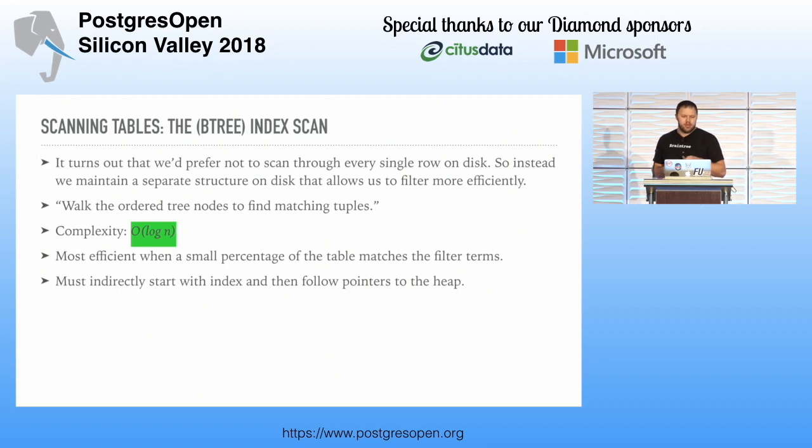If we need to look at one row, the complexity of this is only log n, and you can see it's green. This is like the best operation we have available to us if we want one row. It's most efficient when a small percentage of the table matches the filter terms. But you have to indirectly start with the index and then follow pointers to the heap. This is why small tables are often better accessed with a sequence scan, because even if I have my 100-row table and I have a B-tree index defined on some special key column, it turns out that because latency is so high for I/O, I don't want to go read the index and then later go to the heap to look at what matched. I'd rather just look at the 100 rows in order.